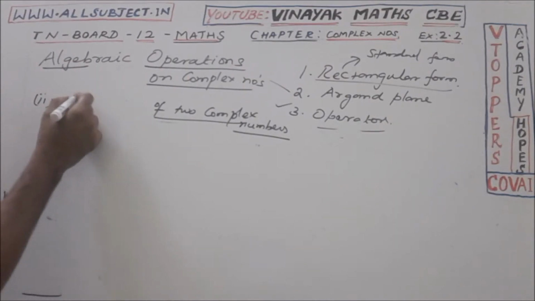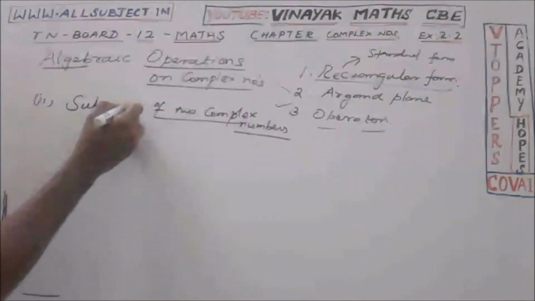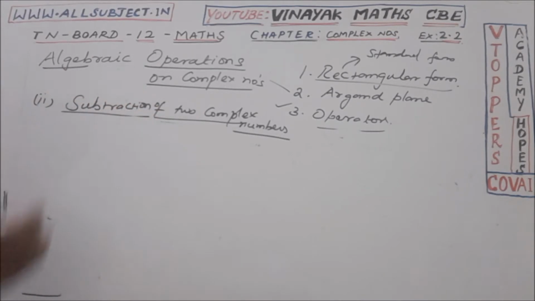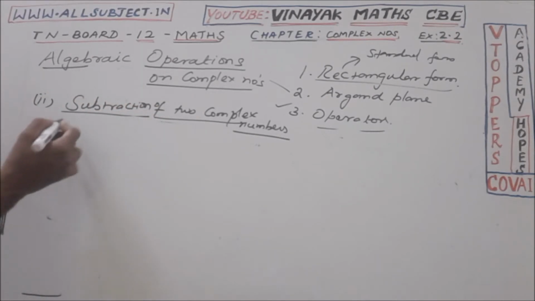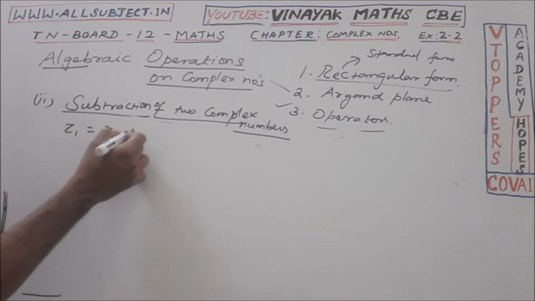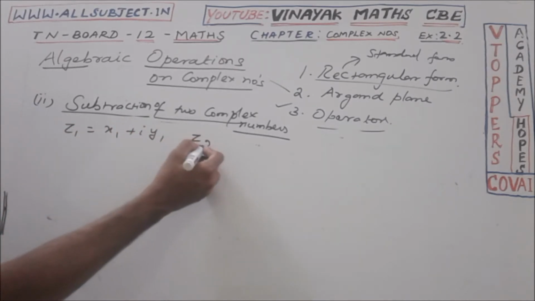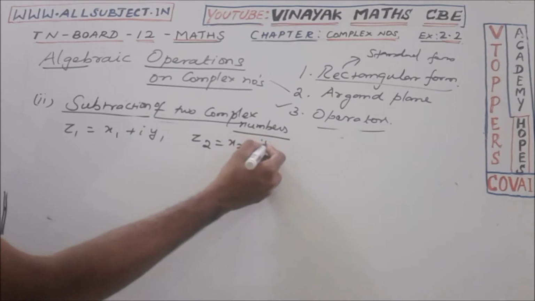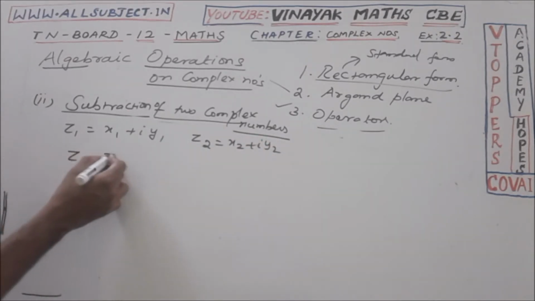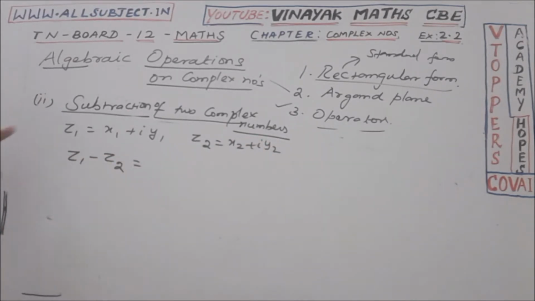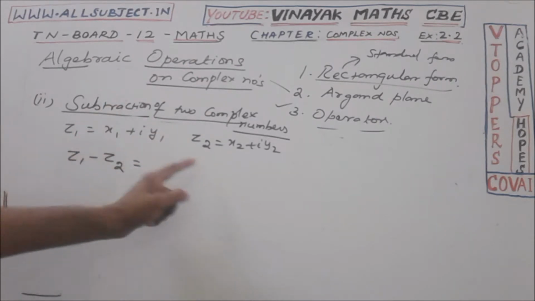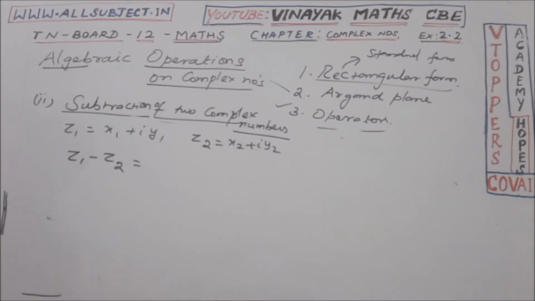Subtraction. Subtraction of complex numbers. Now z1 equal to x1 plus iy1 and z2 equal to x2 plus iy2 is taken. z1 minus z2 will be equal to, in a similar manner, subtract the corresponding real part and the corresponding imaginary part here.